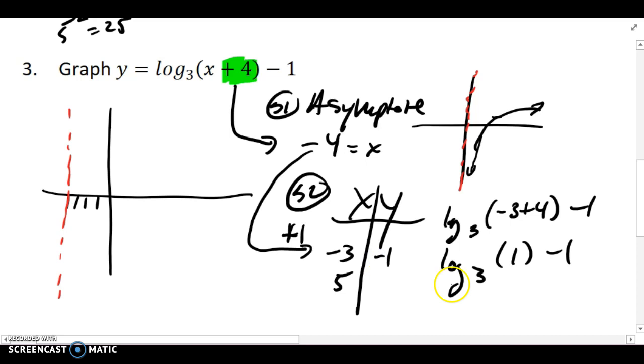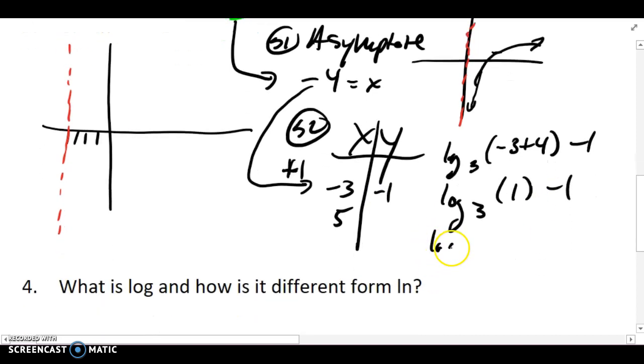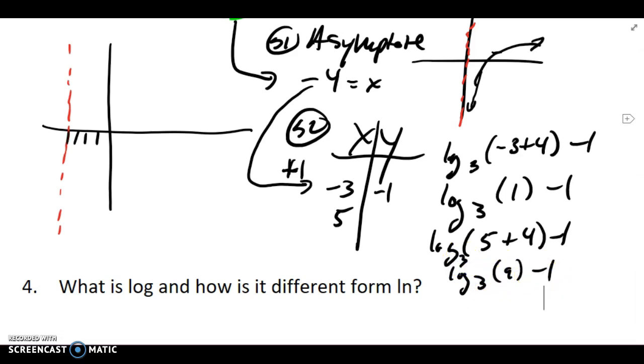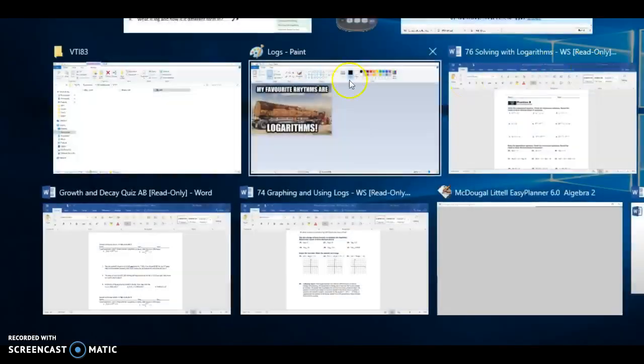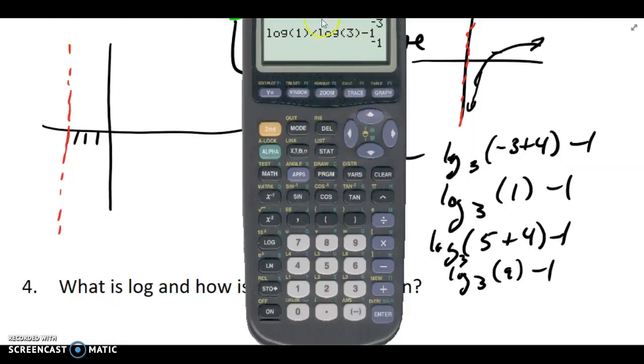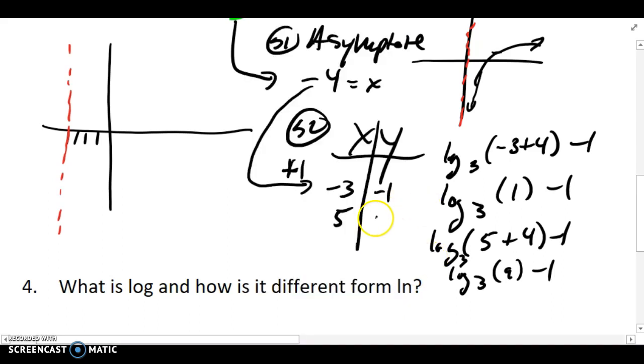Okay. We're going to do the 5. So we have log base 3 of 5 plus 4, minus 1. And 5 plus 4 is 9. So we have log base 3 of 9, minus 1. We're going to put that in the calculator. I know that's going to be a 1 when we do it, but we're going to show you how to do it in the calculator. So it'll be the log of the top number divided by the log of the bottom number, minus 1. And we get 1.